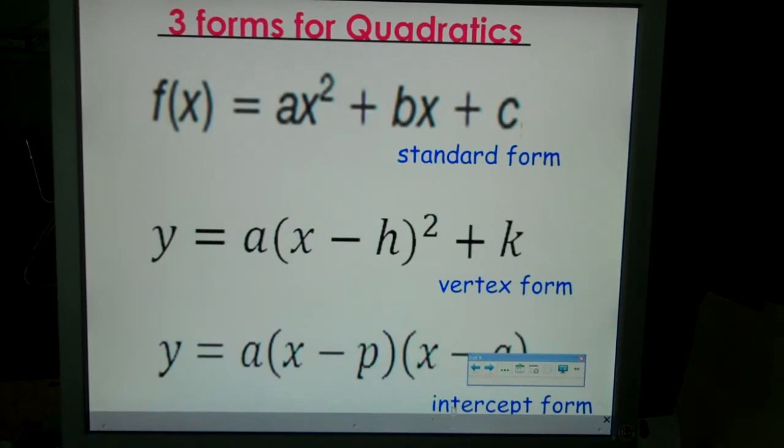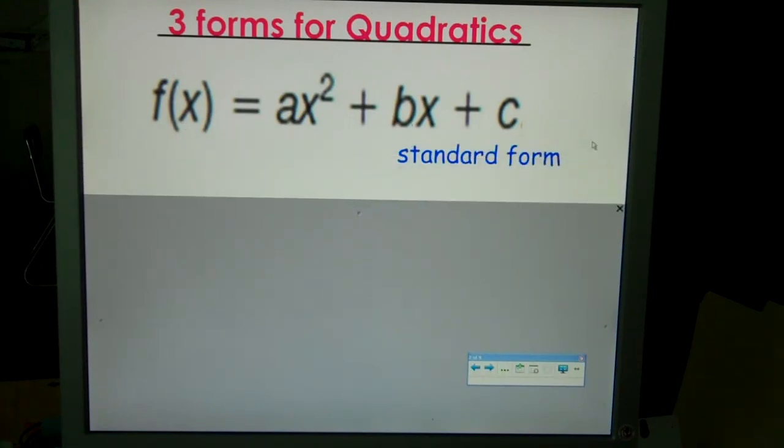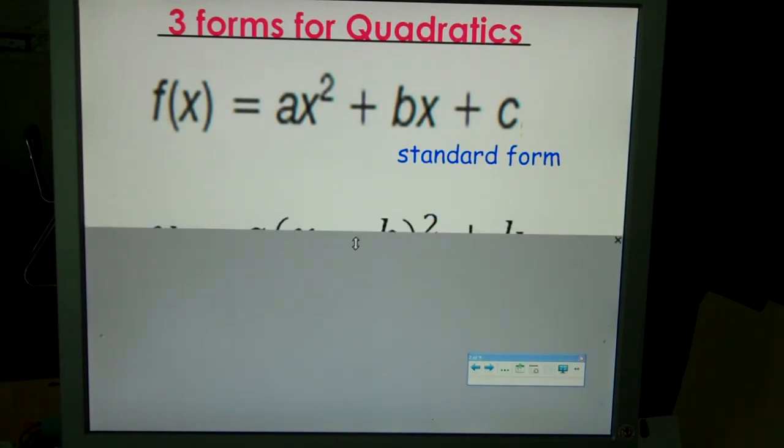Here we go. All right. 3 forms of quadratics. So we have this first one. Please have it down because this is probably the 100th time that you've written it, but you need to, okay? This is standard form of a quadratic. Just your basic old quadratic formula. ax squared plus bx plus c.